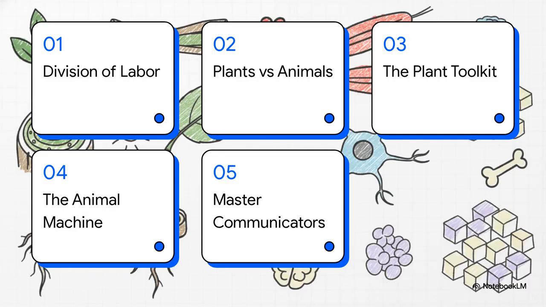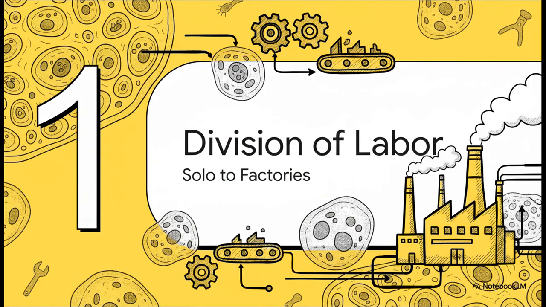Here's our quick roadmap for the explainer so you know exactly where we're heading. 1. The division of labor. 2. Plants versus animals. 3. The plant toolkit. 4. The animal machine. And 5. The master communicators. Okay, let's get started. Section 1.